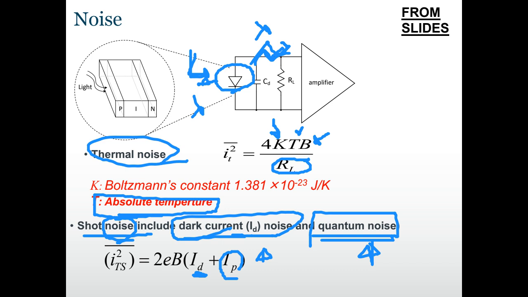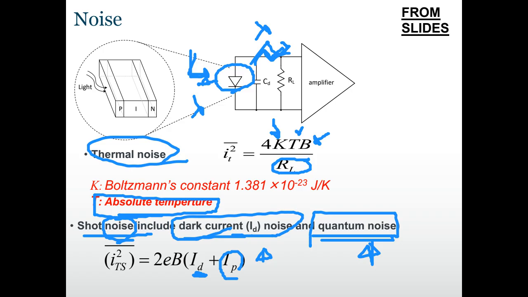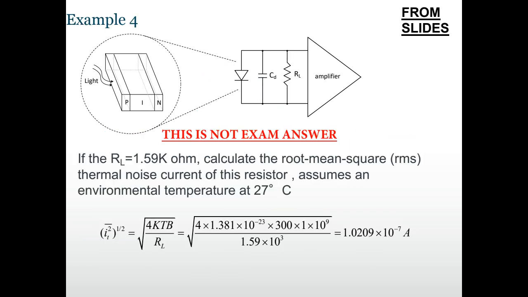This specific question only asks for thermal noise, right? So we only need to use this equation. If we look at the example from the slides again, we have the load resistance, we have the temperature, and then the bandwidth is also from the previous step. K is a constant that will be given to you, so you can calculate the thermal noise.